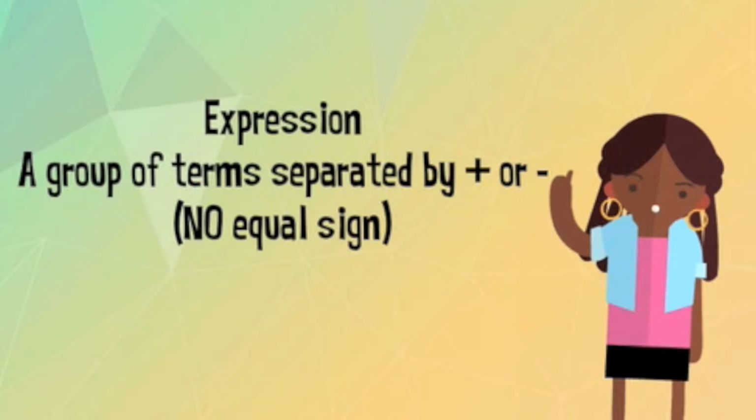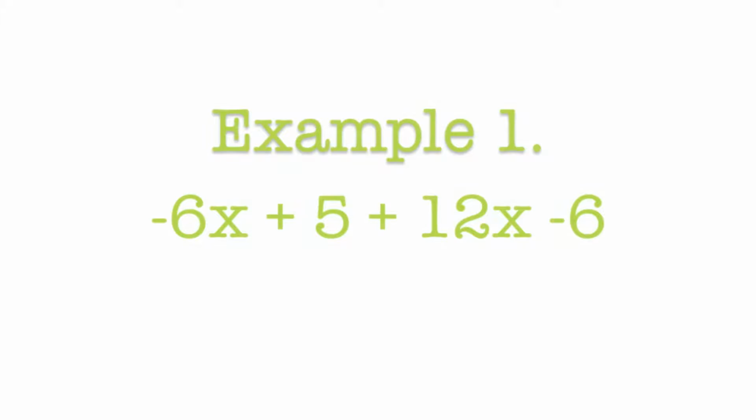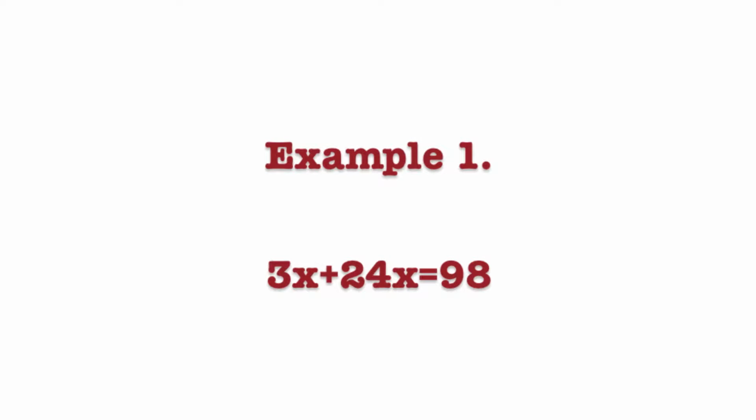An expression is a group of terms separated by addition or subtraction signs. No equal sign is present. An example includes negative 6x plus 5 plus 12x minus 6. An equation states that two things are equal. Equal signs are present. 3x plus 24x equals 98.